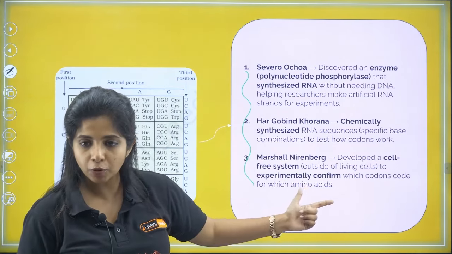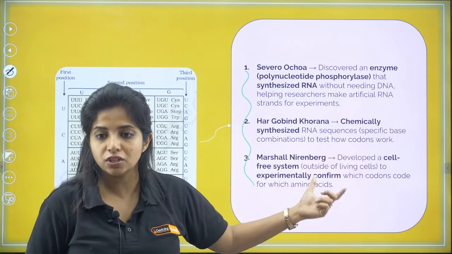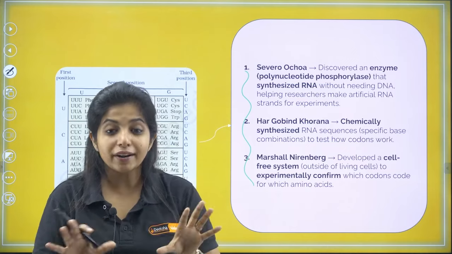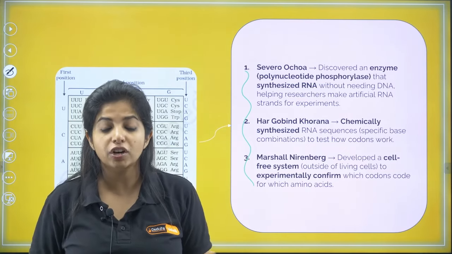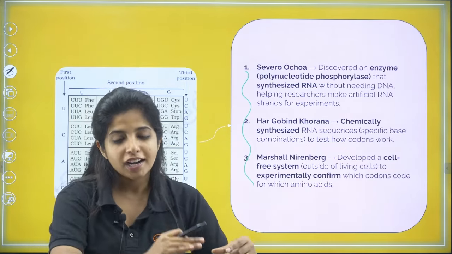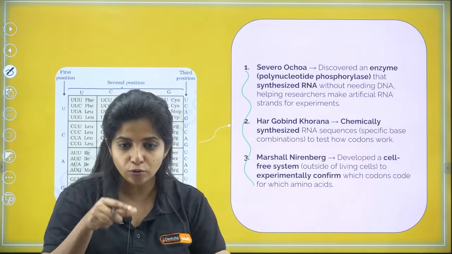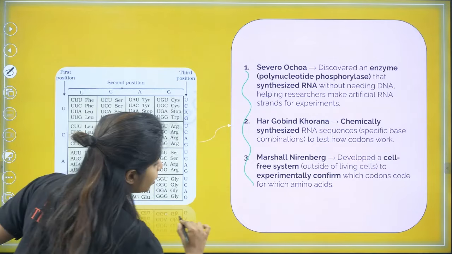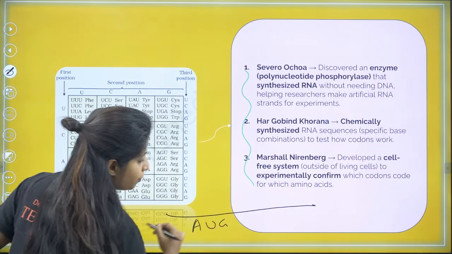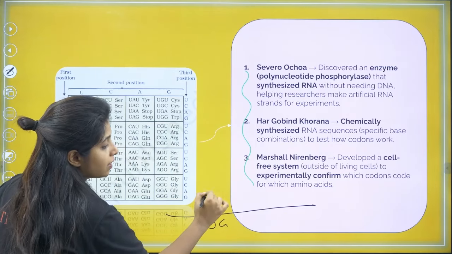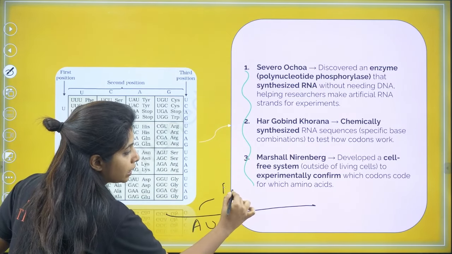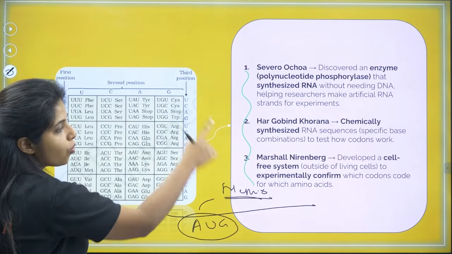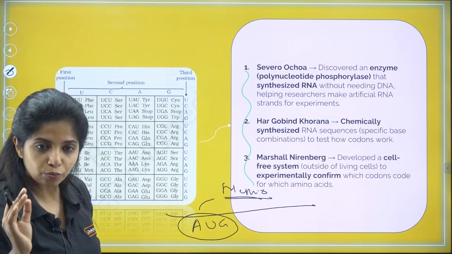Now, Marshall Nirenberg came into the picture. He developed a cell-free system to experimentally confirm which codons code for which amino acid. So it is not happening inside the cell, but outside the living cells, my dear children, he was able to make these codons code for amino acids. And with that, if I already know that this is the codon that I have put, and now I get to understand that this codon is coding for this particular thing, that is methionine, then I would assign AUG for methionine, right?